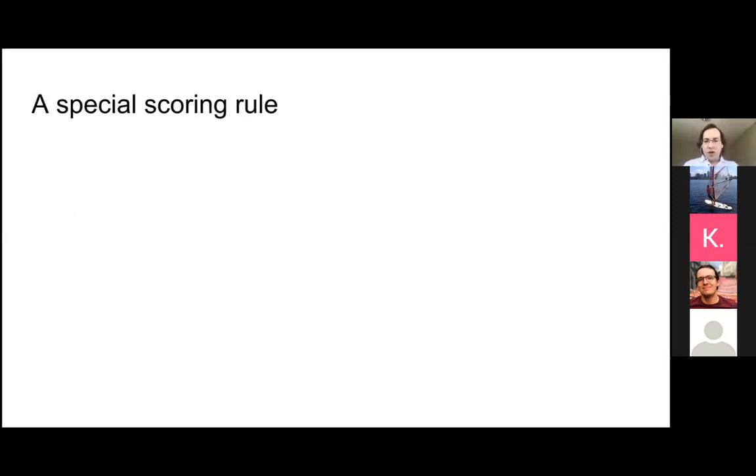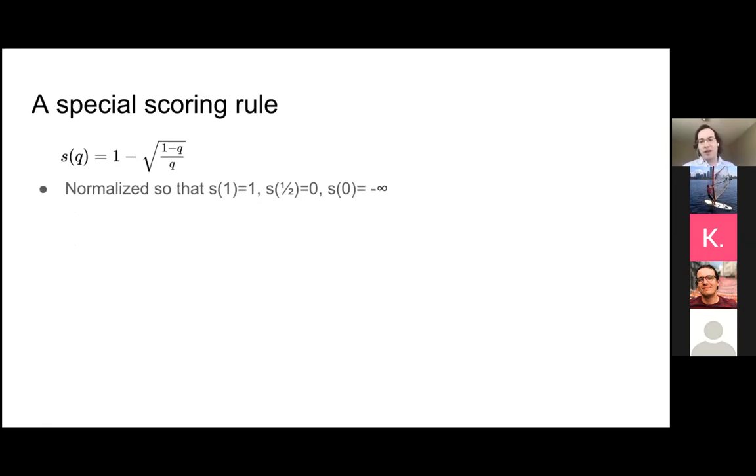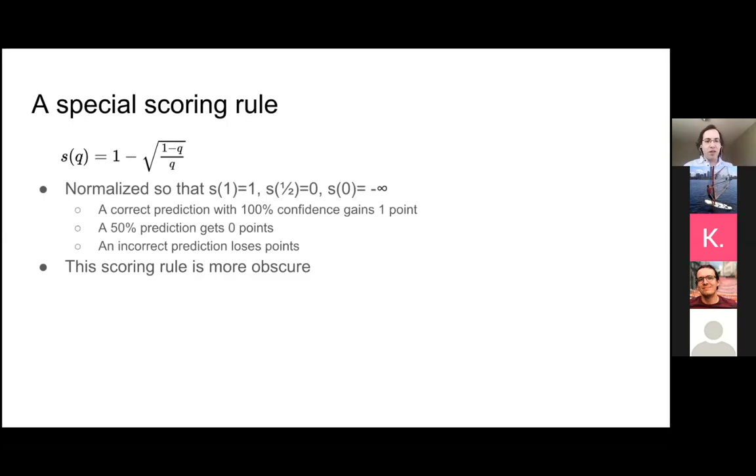For our work, we're interested in a very specific one: S of q equals 1 minus the square root of (1 minus q) over q. We've normalized this so that S of 1 equals 1, S of a half equals 0, and S of 0 is negative infinity. This means a correct prediction with perfect confidence gives you 1 point, a 50-50 guess gives you 0 points, and an incorrect prediction with perfect confidence loses infinity points. As you can see, this scoring rule is not bounded.